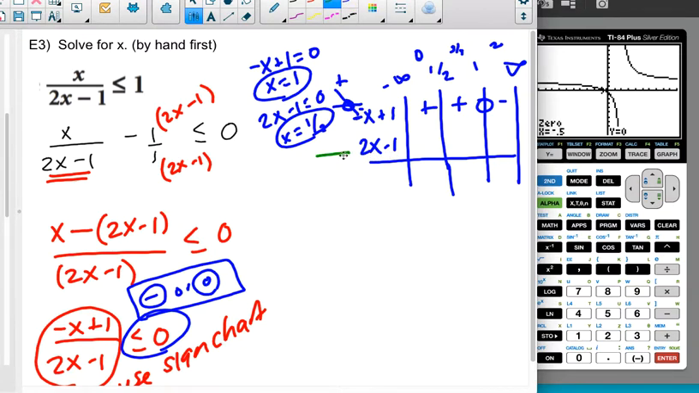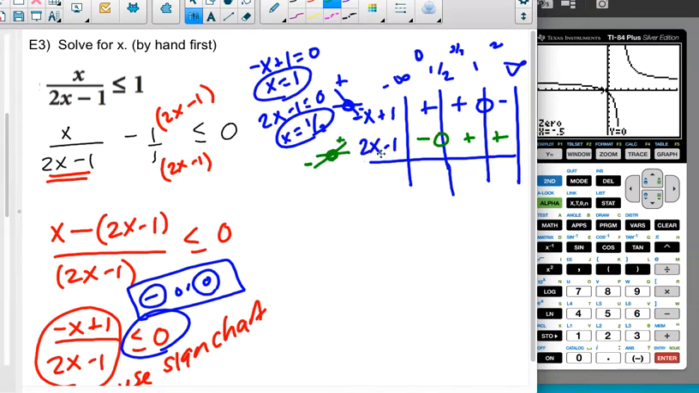2x minus 1 is a line with a positive slope. We know it's 0 at 1/2 because we already did the work to figure that out, right? Because it's got a positive slope, it's negative, crosses the axis at 1/2 and becomes positive. Now, if you don't like that logic, you can plug these numbers in.